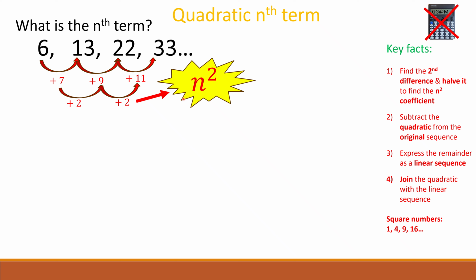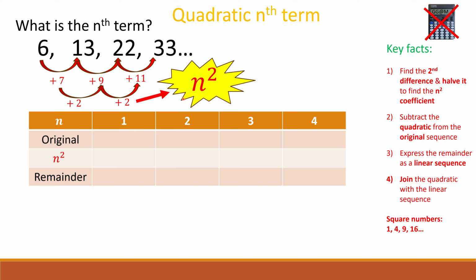To work out the rest of the values, we've got to do a table. So my n terms go along the top. So this is my first term, my second term, my third term, and my fourth term. So the original sequence gets written in the top. So this is the question. So along there, 6, 13, 22, and 33.